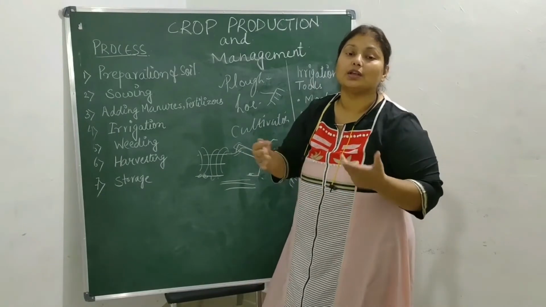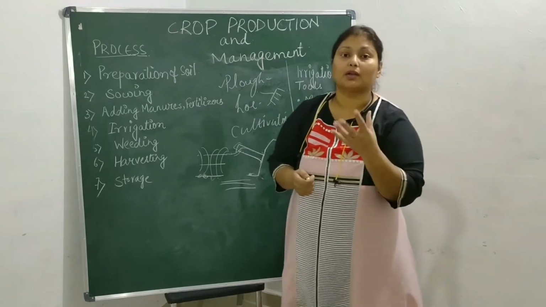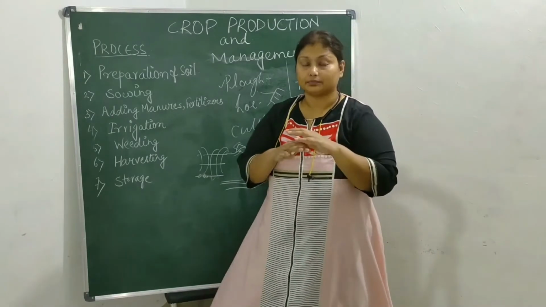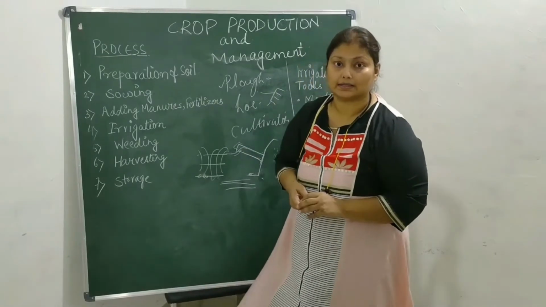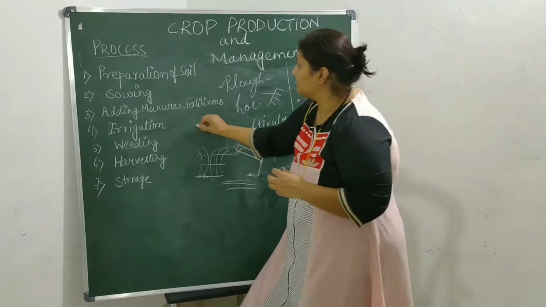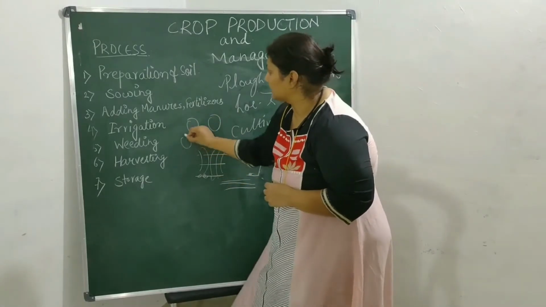The second reason is that loosening of the soil is very important. Why the loosening of the soil? Because the big clots of the soil get broken into small pieces of soil particles. They have spaces between two soil particles. All the soil particles get loosened.